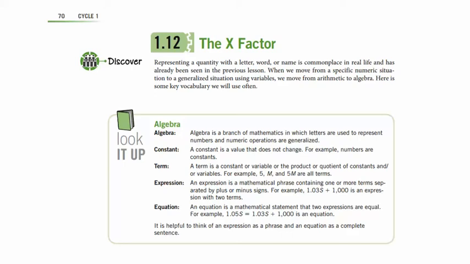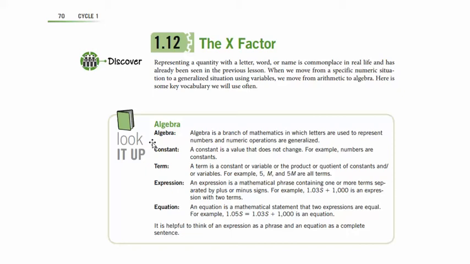In this video, we're going to look at section 1.12, starting on page 70 in your book. So get out a few pages in your book, starting on page 70. In this section, we're just going to look at some different kinds of vocabulary words.